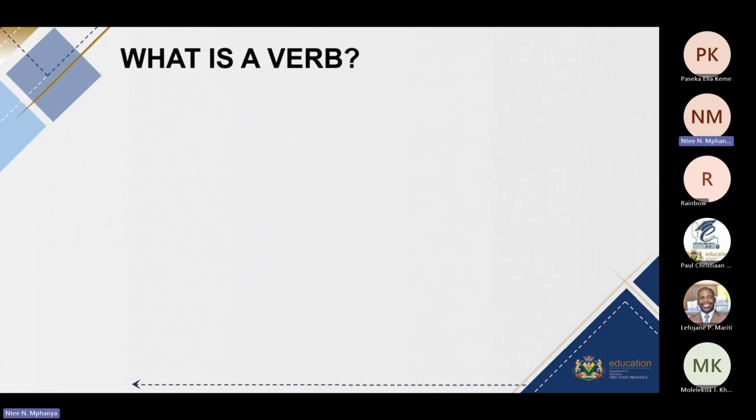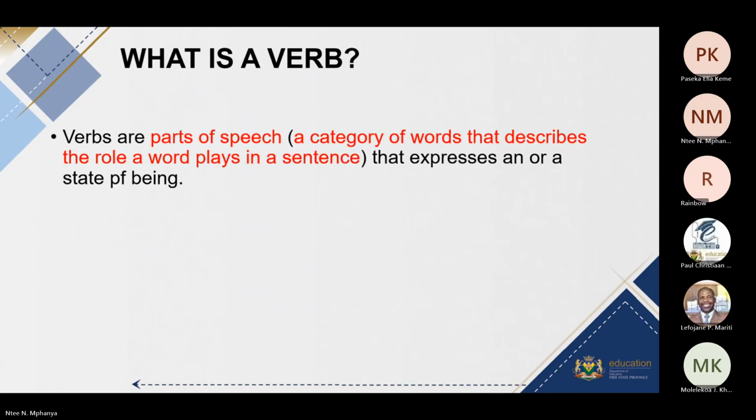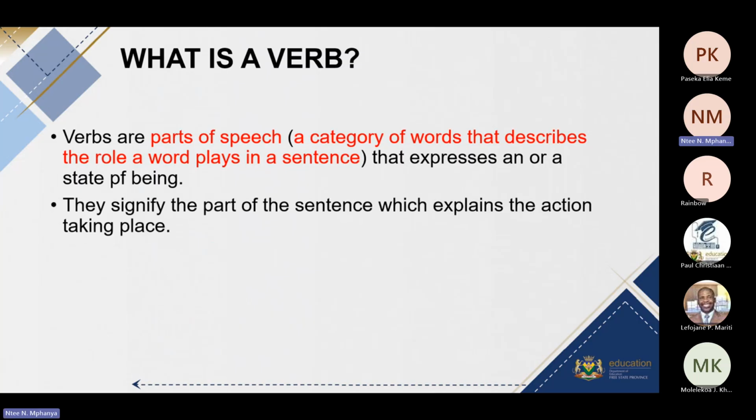But before that, what is a verb? These are parts of speech, a category, and a part of speech is a category of words that describes the role a word plays in a sentence. Therefore, verbs are parts of speech that express an action or a state of being. They signify the part of the sentence which explains the action taking place. The action taking place is the buzzword.